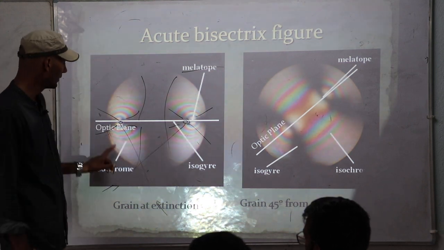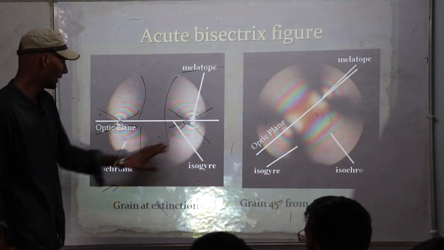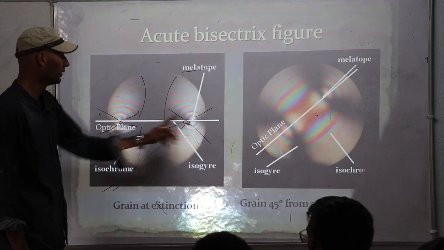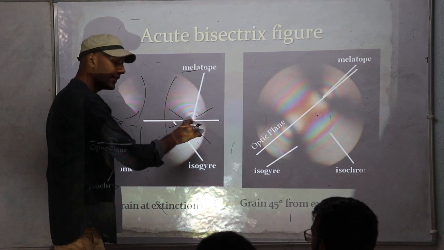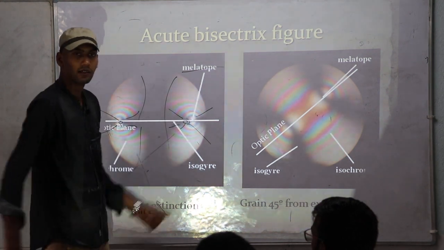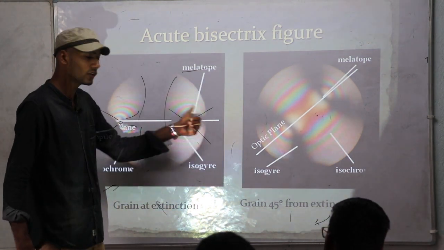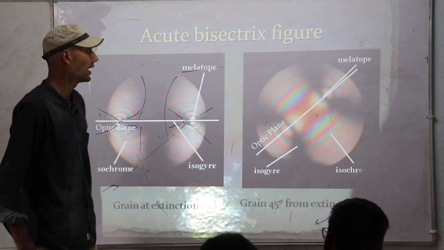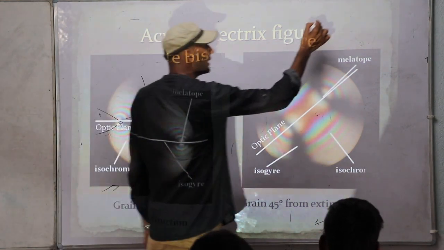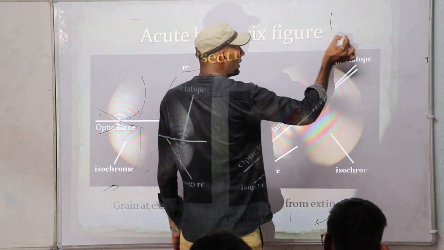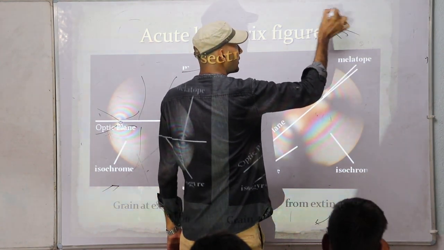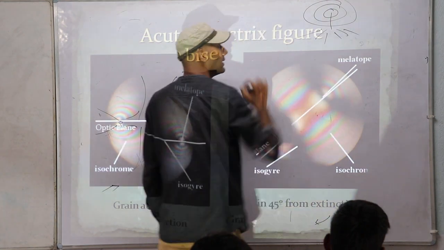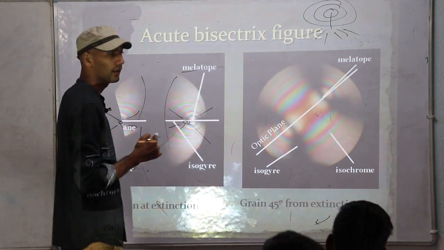These are the isogyres. These are the two optic axes showing the position of melatope. And for each melatope, there are isochromes. Because I have already told you, when there is an optic axis and you are increasing the angle, there is production of circular rings of increasing order of interference color, right?